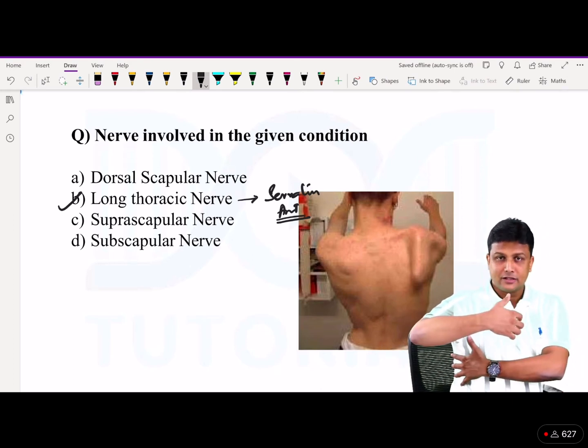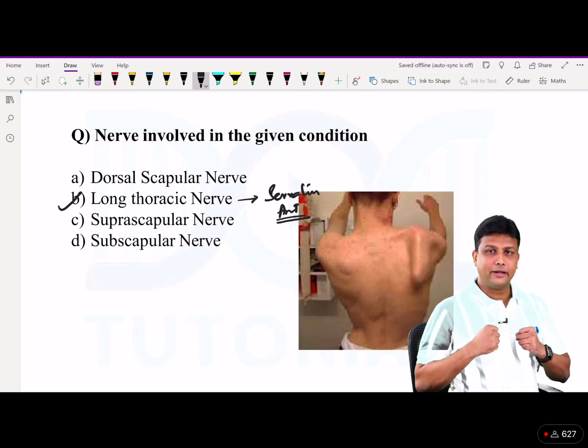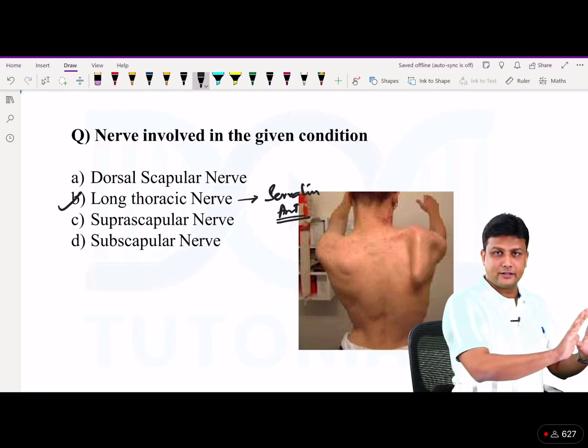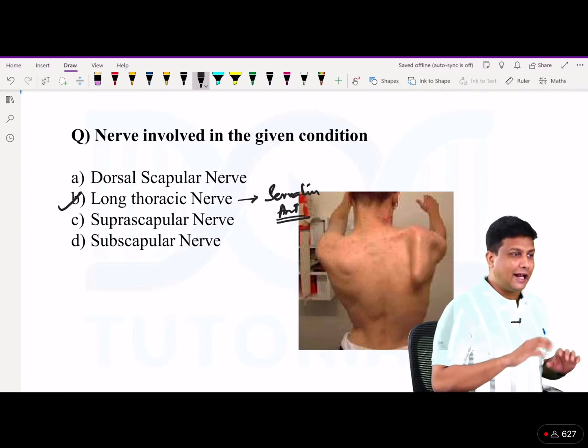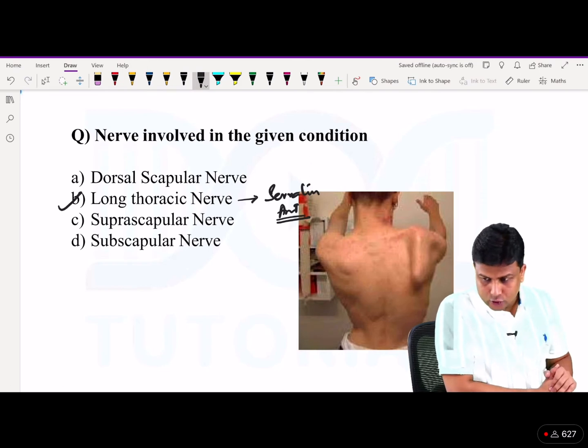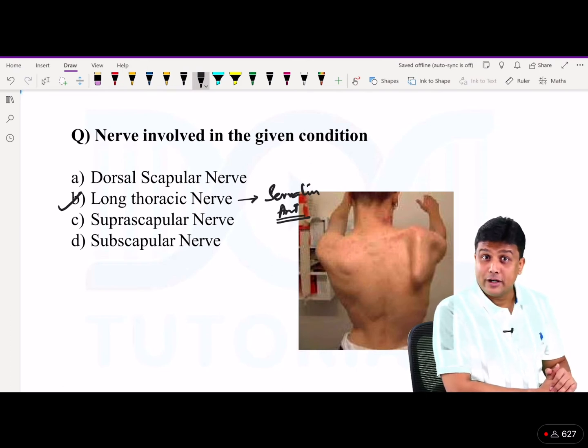And when this muscle is going to contract, what is going to happen? It is helping in punching and pushing movements, guys. So that is the reason why serratus anterior muscle is also known as boxer's muscle.